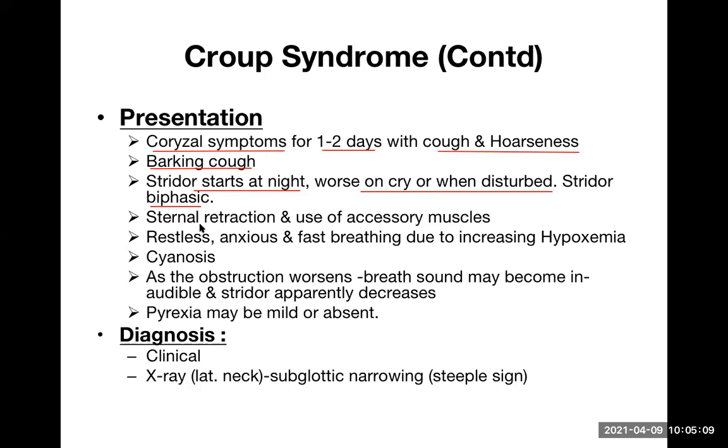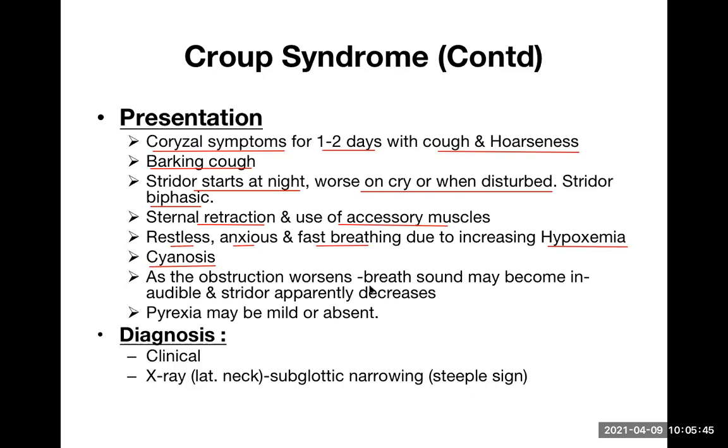There is hypoxemia. So there are features of sternal retraction and use of accessory muscles. The baby may be restless. Baby is anxious, baby is breathing fast due to increasing hypoxemia. So definite hypoxia is there because of the obstruction of the airway. In serious cases, the baby may even be cyanosed. Remember, for cyanosis, we need more than 5 g/dL of deoxygenated hemoglobin. Then only cyanosis will be there.